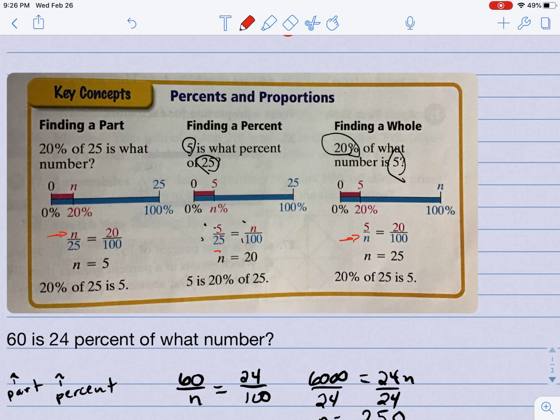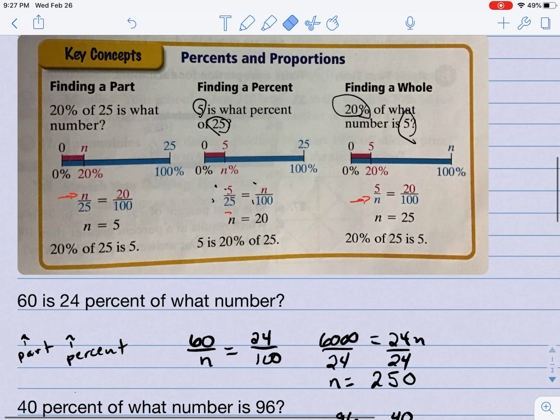So first one, it gives you the percent, it gives you the whole, so we're looking for the part. The next one, 5 is what percent of 25. So now we're finding the percent, so that's going to be above the 100. And then 20% of what number is 5. So now we're finding the whole number and we're given the part. So these are just quick references on how to set the problems up depending on what we're looking for.